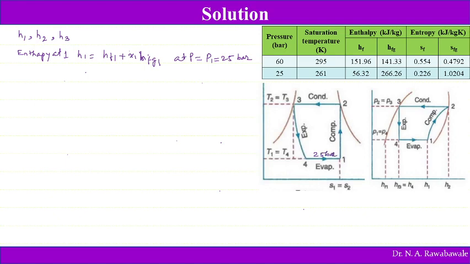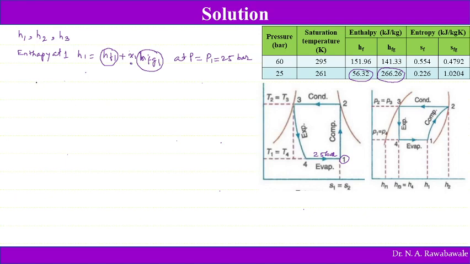We have to take these properties at point 1. Now HF1 at pressure 25 bar is known to us: HF1 at 25 bar is 56.32 kilojoules per kg. Then HFG1 at 25 bar is known to us from this table, that is 266.26. So what is not known is X1.